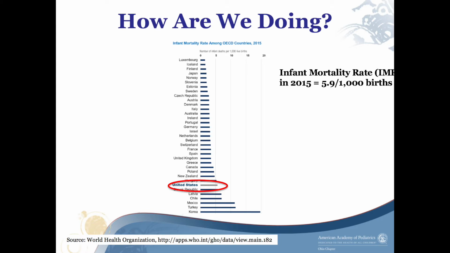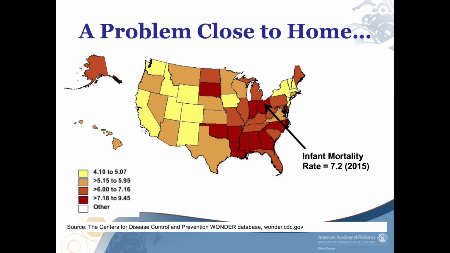As you can see, however, we're close to the last for infant mortality rates when you compare to all of these other developed countries. Our infant mortality rate in 2015 was 5.9 per 1,000 live births. This is one of the last years this was calculated. So certainly we still have a ways to go to lower our infant mortality rate compared to other countries.